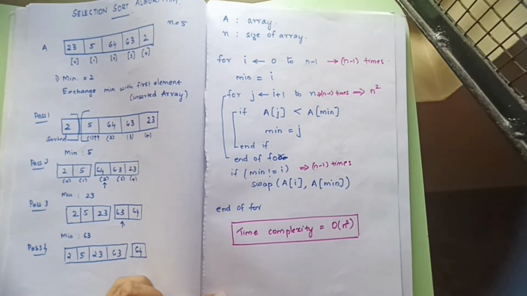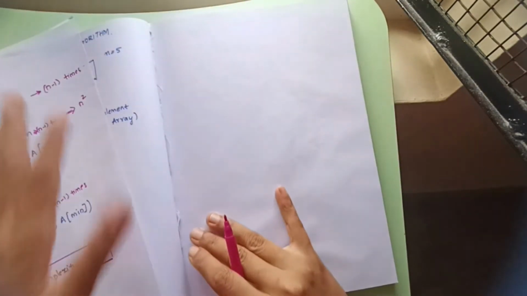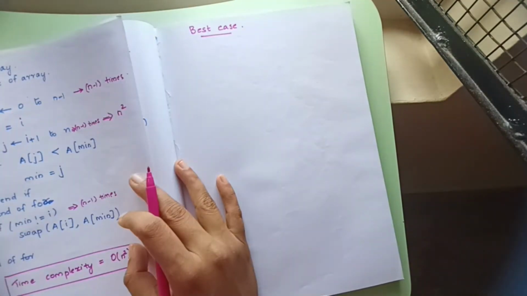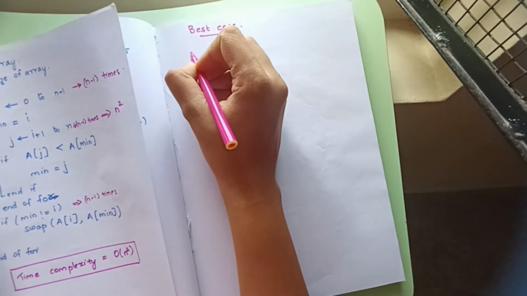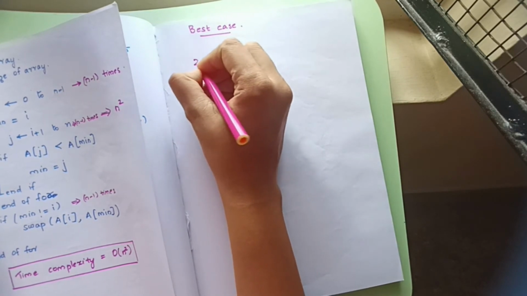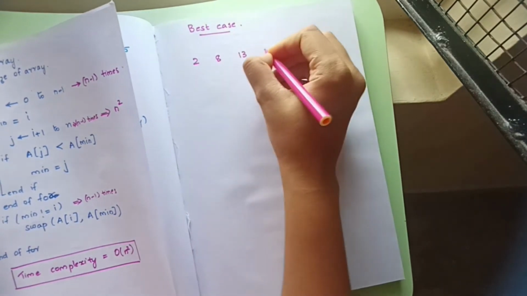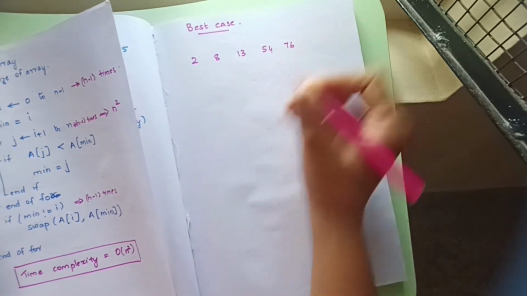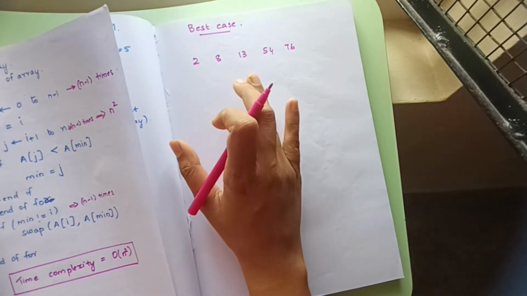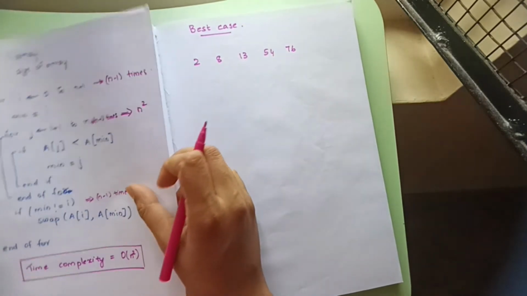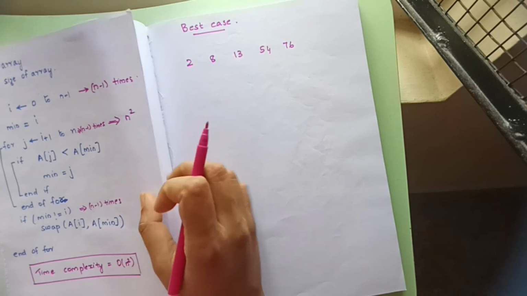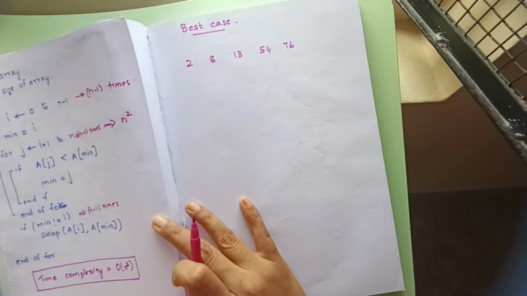Let's see the best case and worst case complexities. So let's consider the best case first. Here, I'll give an example of the best case. Consider the input. Suppose this is the input and we want to arrange them in ascending order. If you see, this is already in ascending order. So what if we give this input to selection sort? Let's see the time complexity.